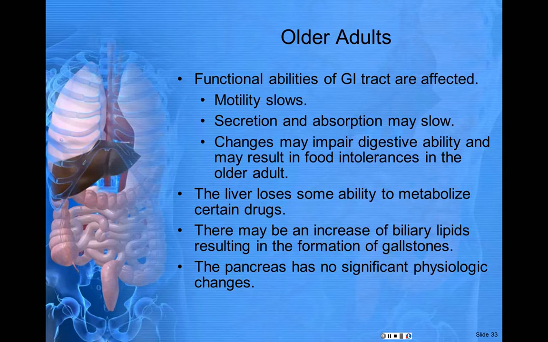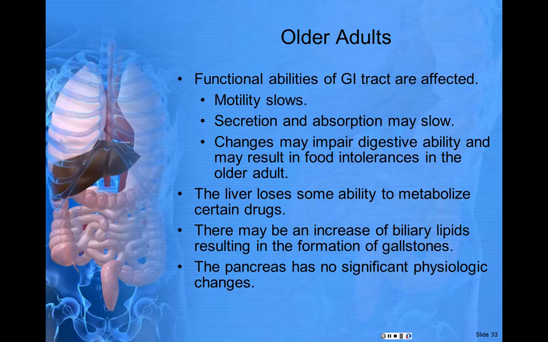In older adults, there are some functional abilities of the GI tract that are affected by age. The motility of the GI tract slows, which results in a lot of problems with constipation. Secretion and absorption may also decrease or slow down, and changes can impair digestive ability and result in food intolerances in older adults. Oftentimes they become lactose intolerant, and etc.